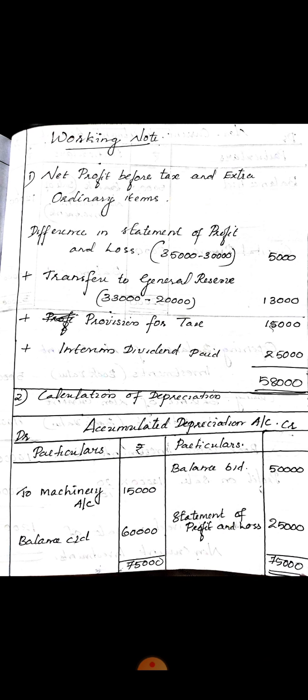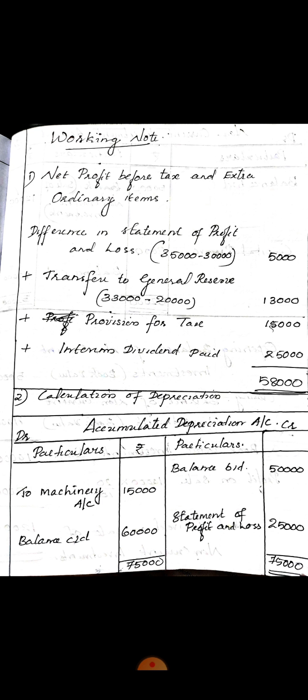In this case, gain on sale of non-current investments has not been transferred to statement of profit and loss. It is directly transferred to capital reserve. It has not been transferred to statement of profit and loss. So, it will not be adjusted while calculating operating profit before working capital changes. Next, provision for tax. Tax paid is rupees 15,000, which is given in the adjustment. Tax of rupees 15,000 was paid during the year. Next, interim dividend paid. Interim dividend is rupees 25,000.